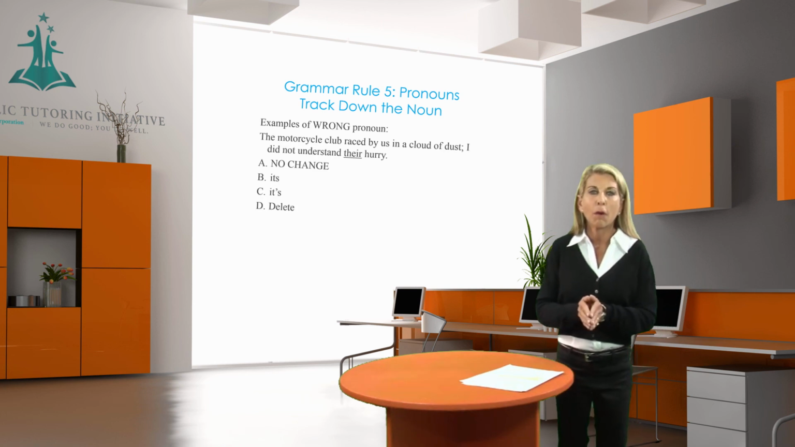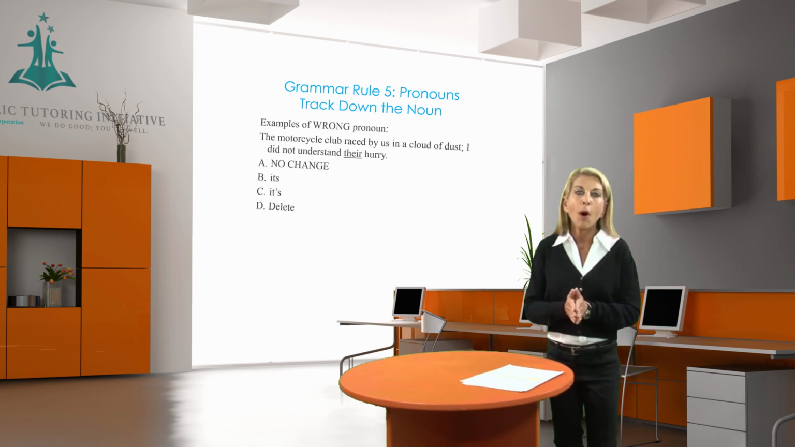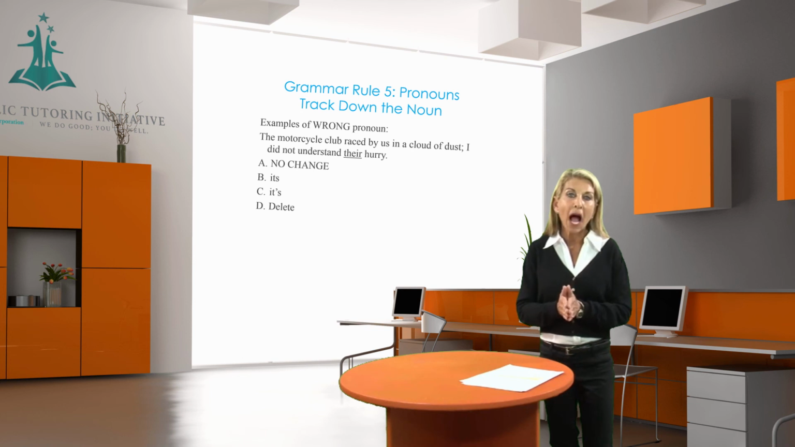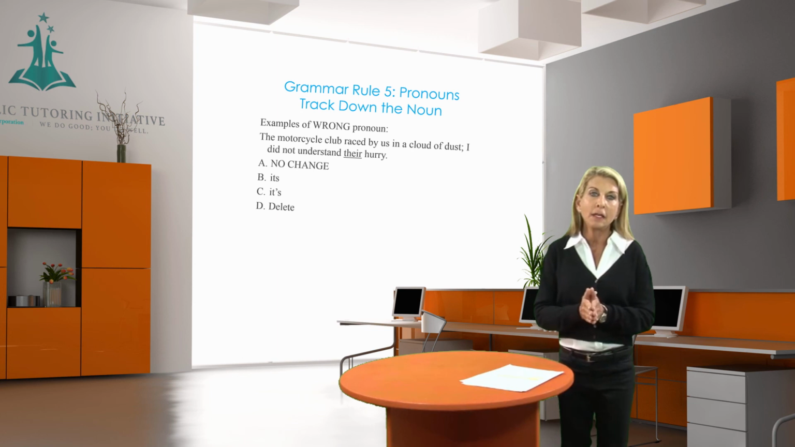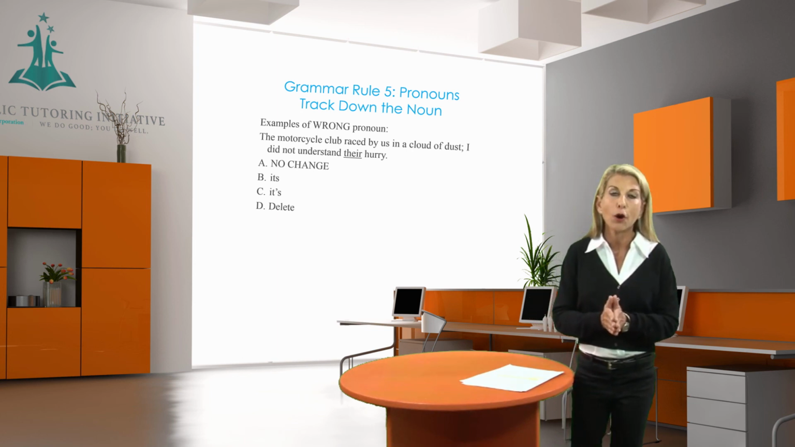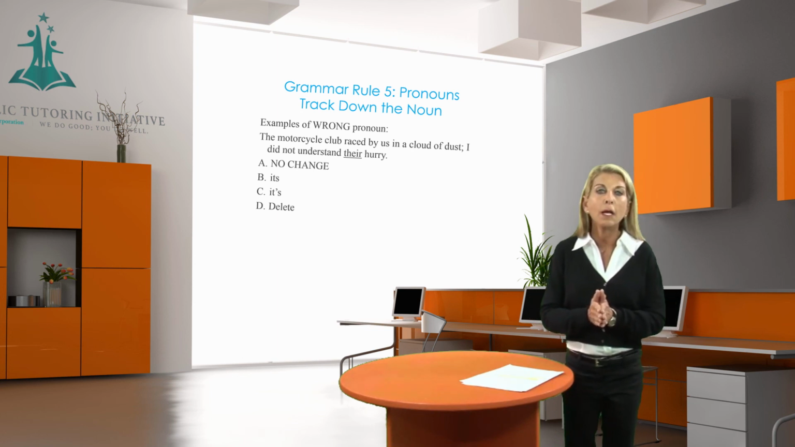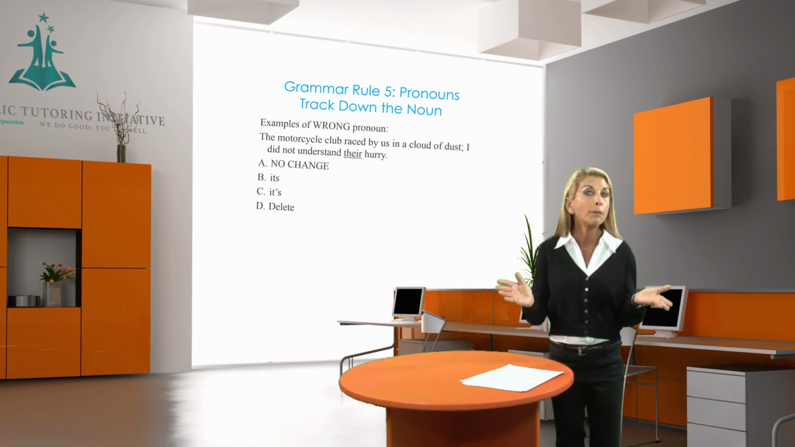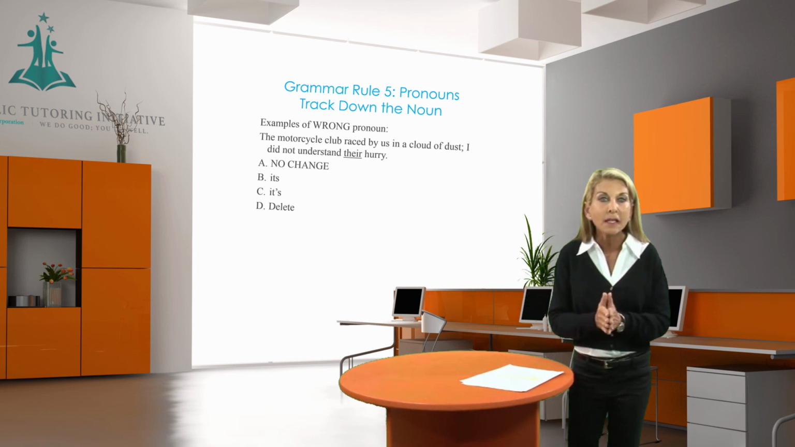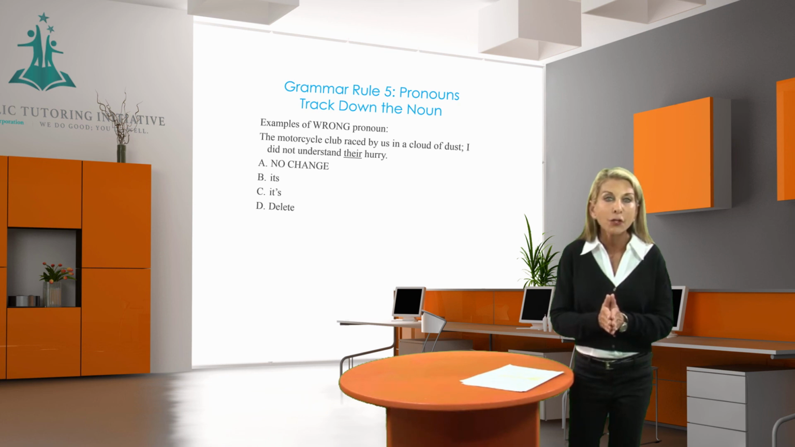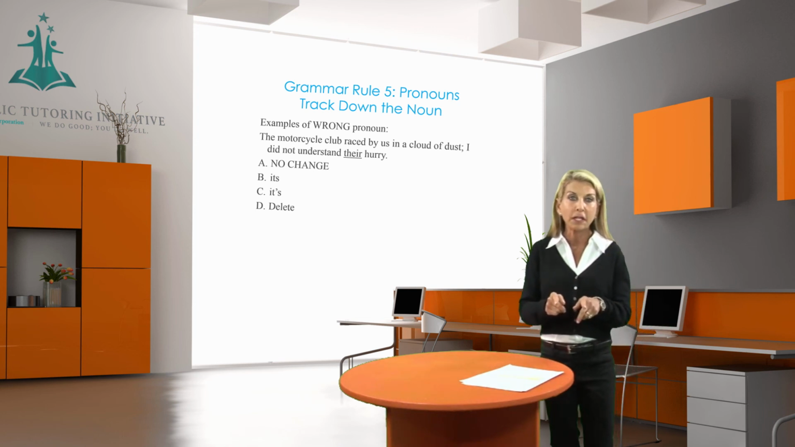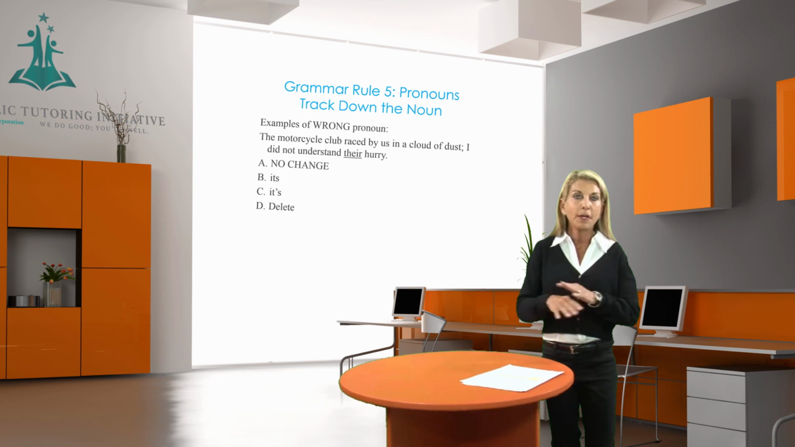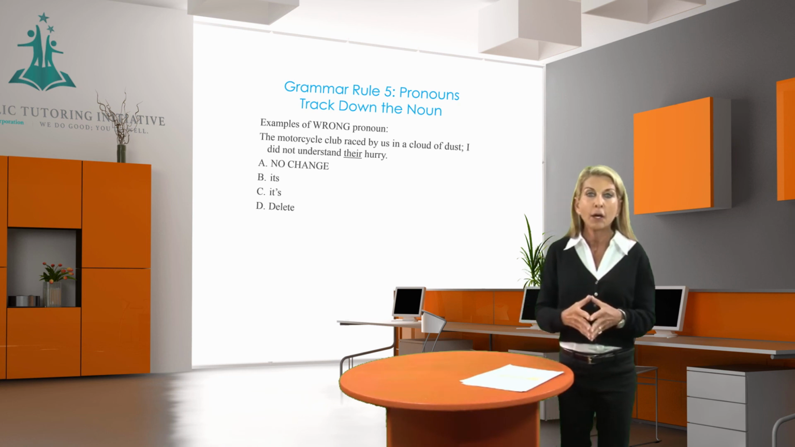Here's an example of the wrong pronoun. The motorcycle club raced by us in a cloud of dust; I did not understand their hurry, okay? A would be no change, calling the club there. B is its. C is it's. And D is delete. Okay, if you've been listening to me, you know that you should first check the delete option. That does not work because we can't say, I did not understand hurry.